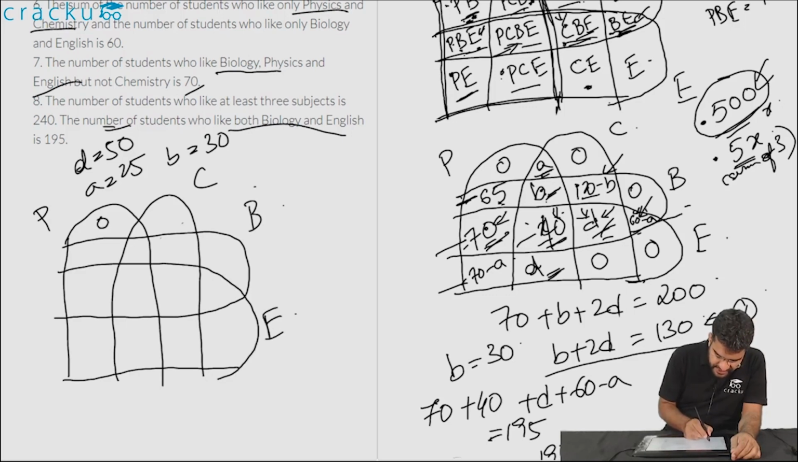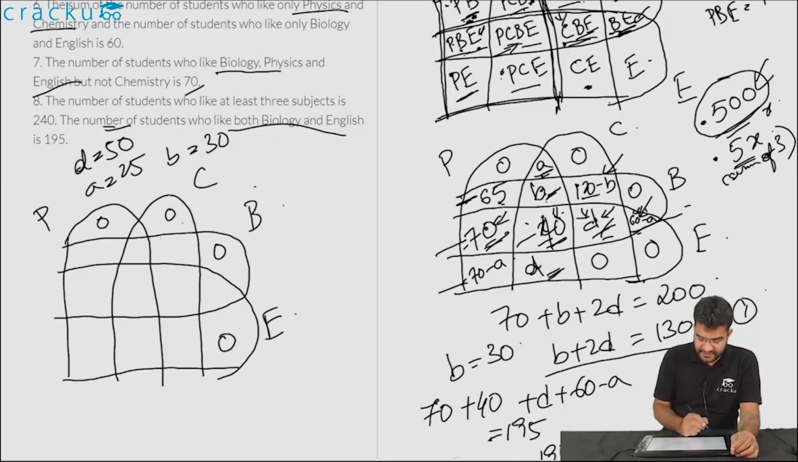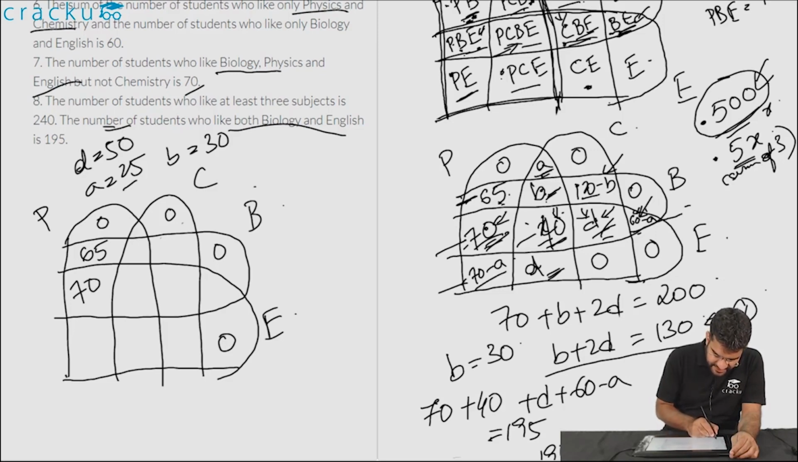Now as usual, there are no elements in the sets containing only one region, that is all 0. Now this is 65 and this is 70, these are constant terms. This is 70 minus A, A is 25, so this will be 45. This is A, so this is 25. This is B, so this is 30. The common intersection of all the elements is 40, and this is D, so D is 50.